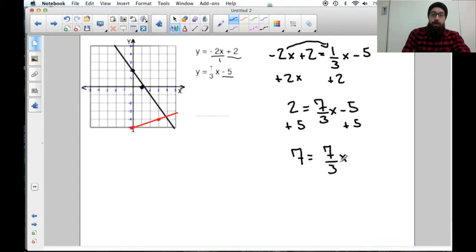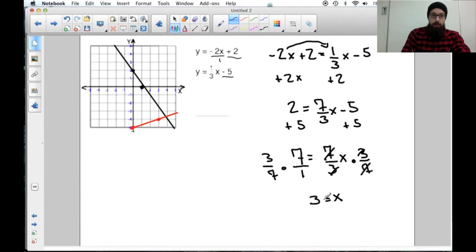Now we talked about needing to isolate x. We want to make it by itself. We can divide by 7/3 on both sides, but I also told you how we can do the reciprocal. So we put the 7 over 1 and multiply by the reciprocal of 7/3, which is 3/7. The 7 and 7 cancel each other out, and we're left with 3 times 7, which is 21. 21 divided by 7 gives us 3, so x is equal to 3.